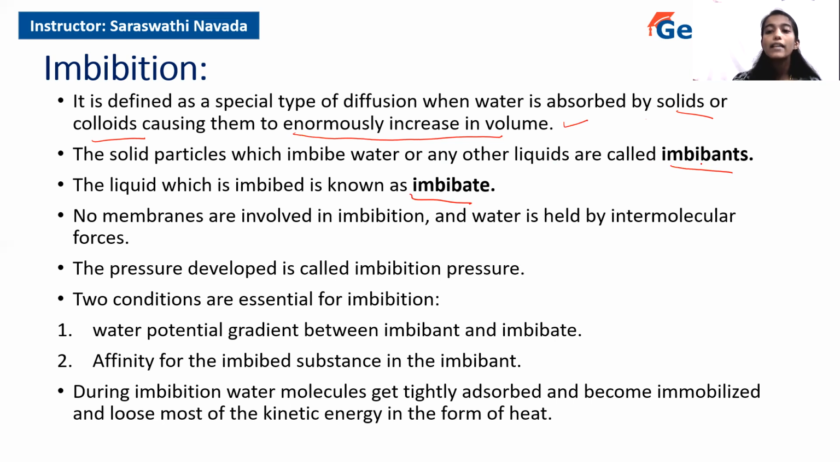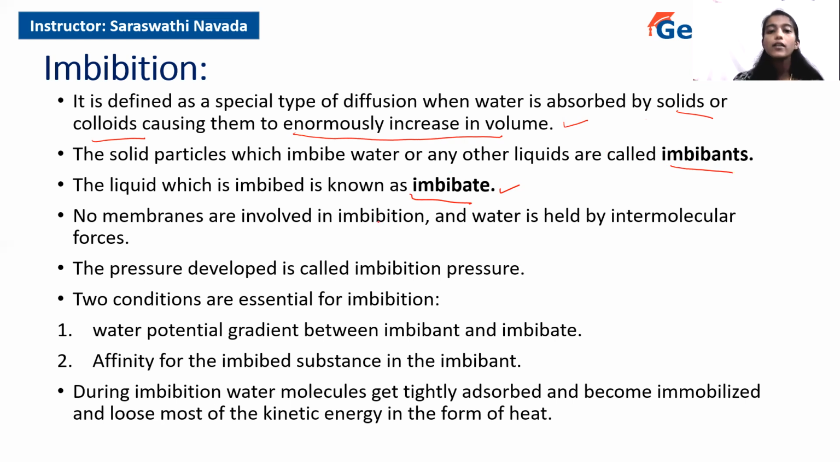So what is meant by imbibant? It is the solid surface on which the liquid or water is absorbed. The solid particles which imbibe water or any other liquids are called imbibants. Imbibates are the liquid molecules that have been absorbed on the solid particle. So the liquid taking part in imbibition is the imbibate, and the solid surface is the imbibant.